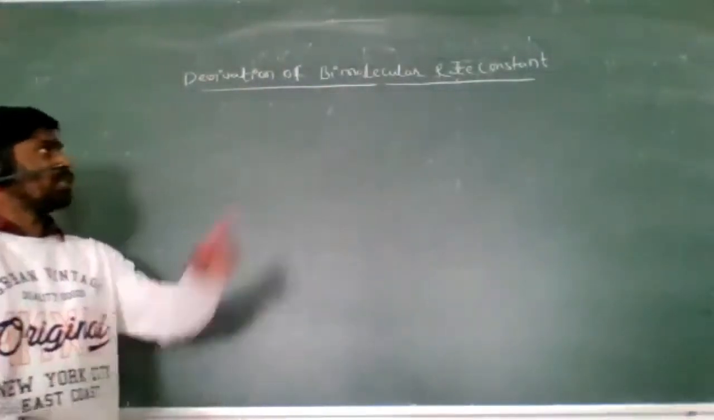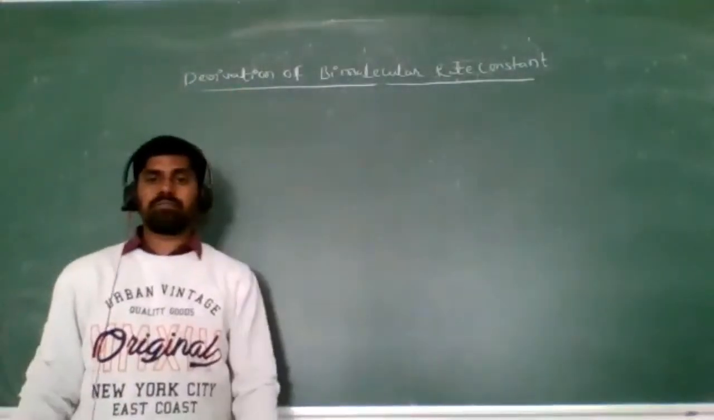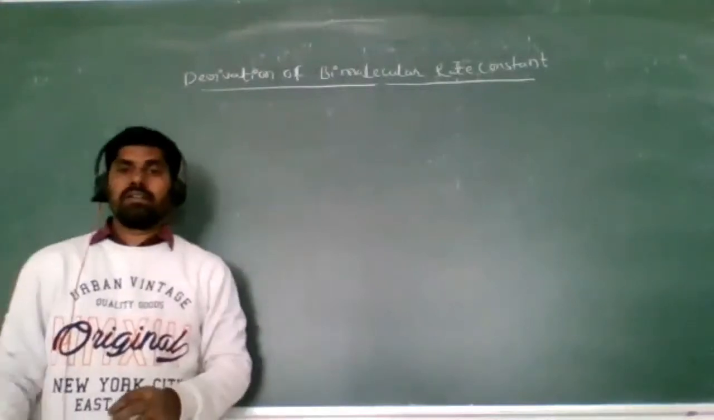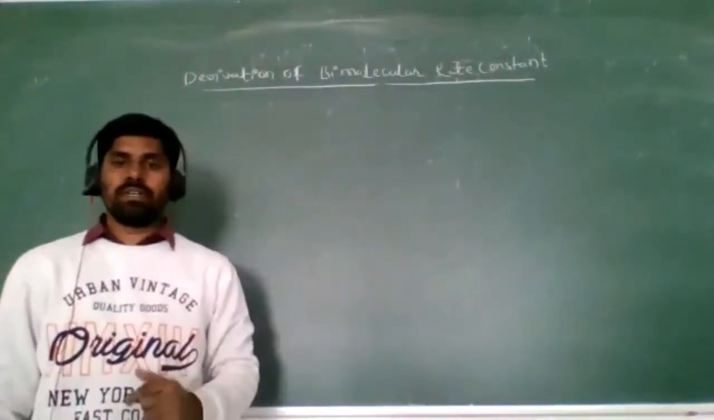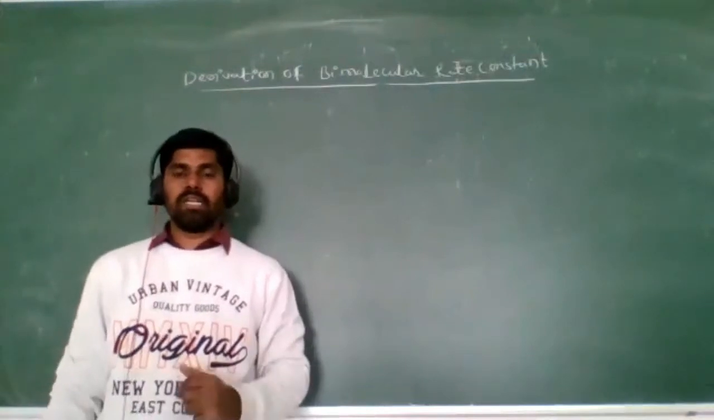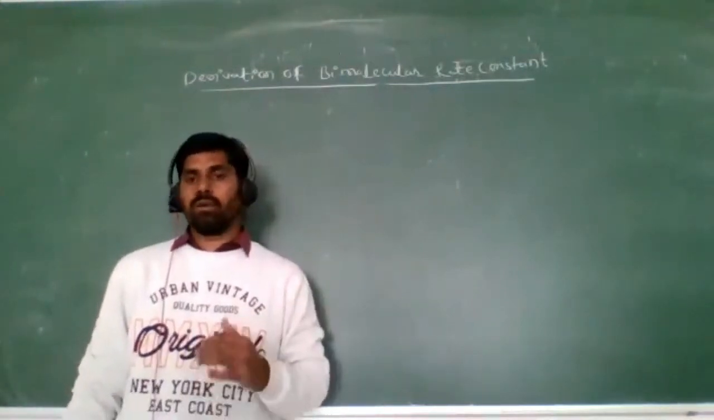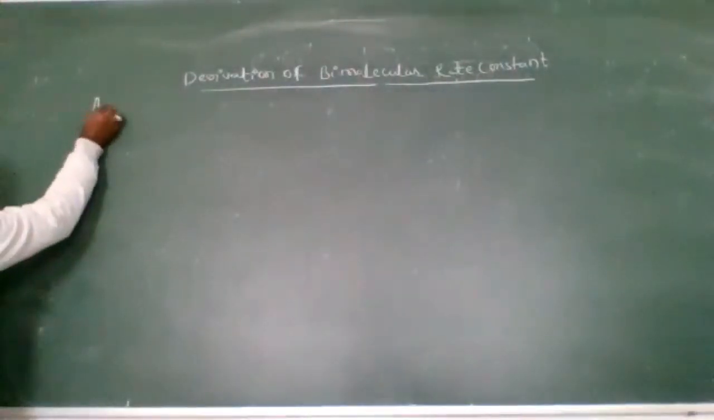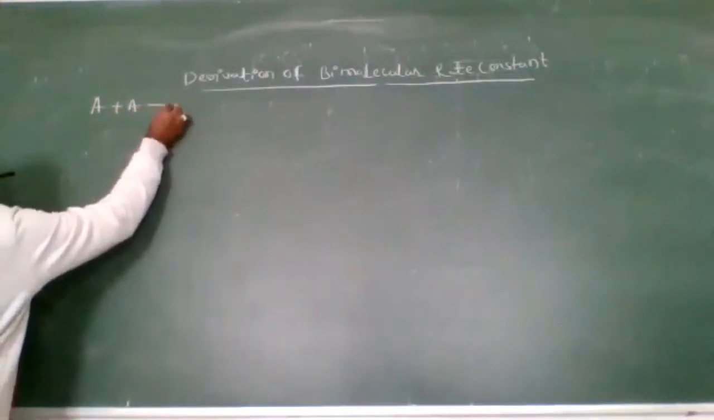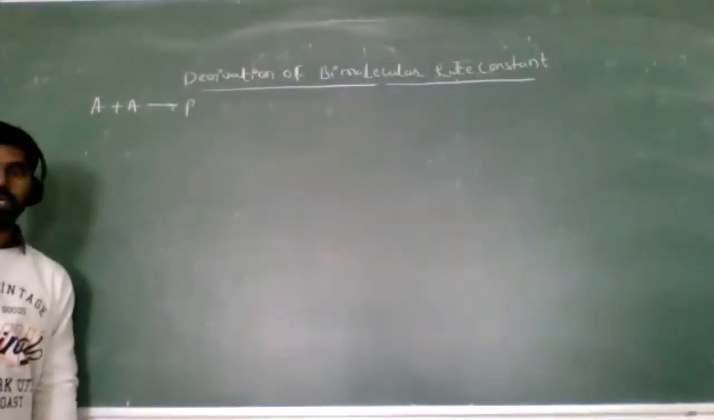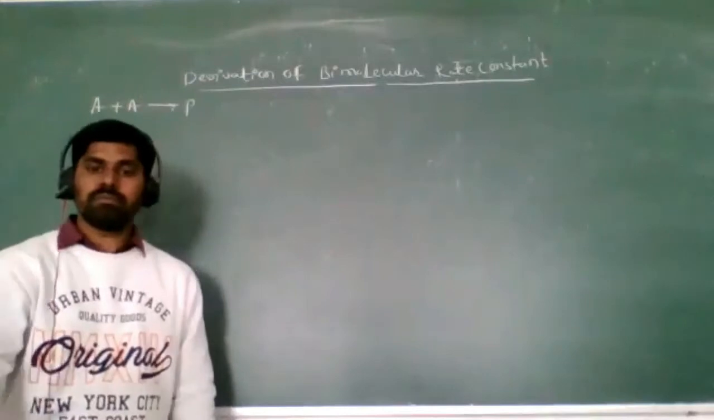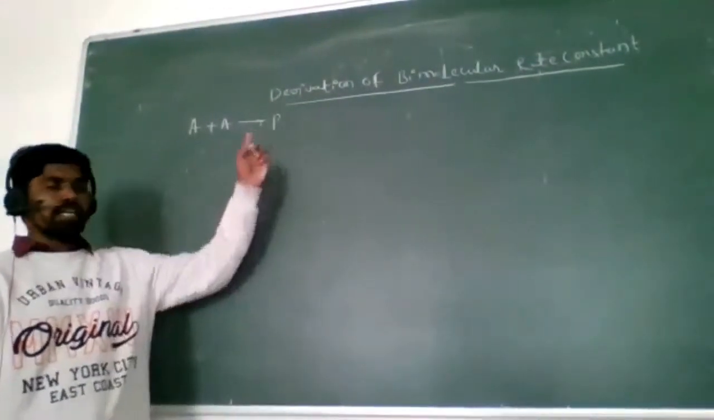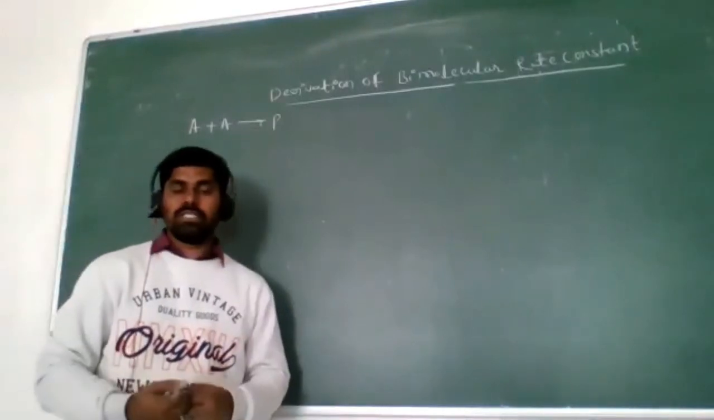Right. Next one is the derivation of the bimolecular rate constant. We have to find out the rate constant of the bimolecular reaction. So I'm taking two reactants in the gaseous state. Clear? So we follow the collision theory. Here A and A, these two similar reactants participate in the collision and form the product. Clear?